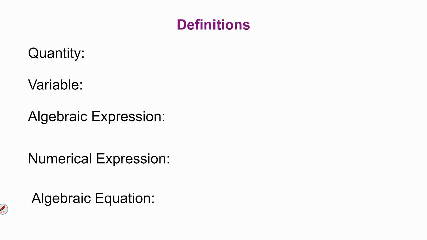So the first thing we want to talk about is a quantity. Now, a quantity is anything that can be measured or counted. So this could be the number of people in a room, the number of shoes in the room, something like that. Anything that you can count is a quantity.